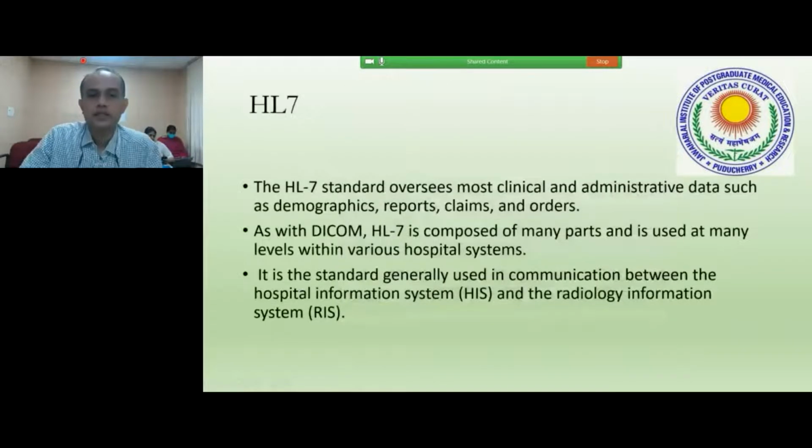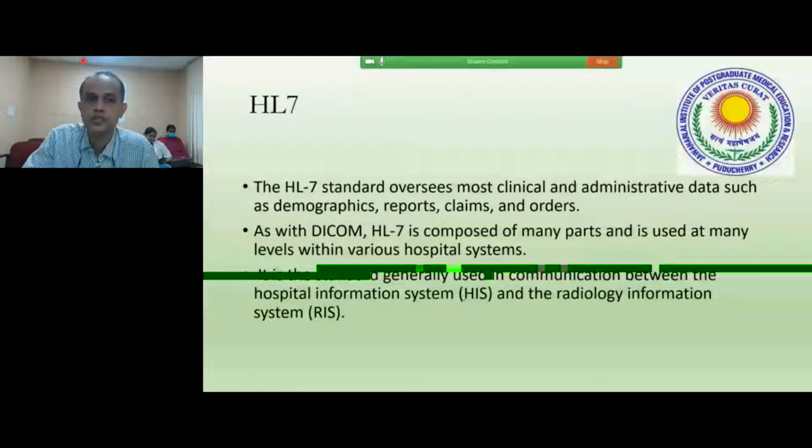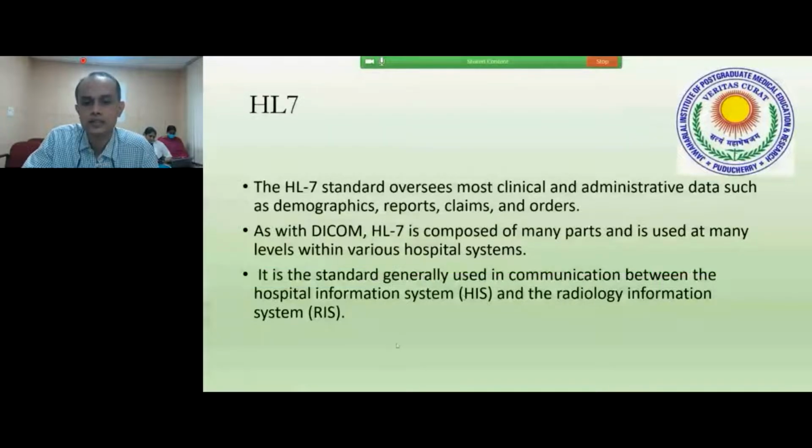Now, in order for the HIS, the RAS, and the PACS to interact smoothly, they all should conform to the HL7 standard. The HL7 standard oversees most clinical and administrative data such as demographics, reports, claims, and orders. And as with DICOM, HL7 is composed of many parts and used at many levels within the various hospital systems. So it is a standard which is generally used in communication between the HIS and the RAS. So the HIS has to be HL7 compliant and the RAS has to be HL7 compliant, and both of them will communicate through a HL7 server.